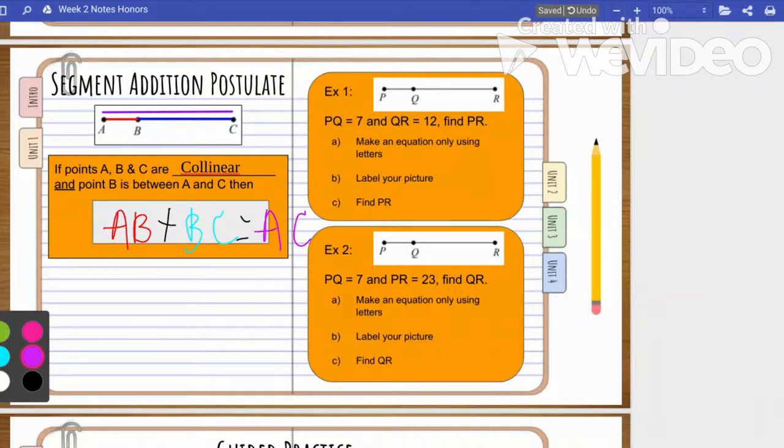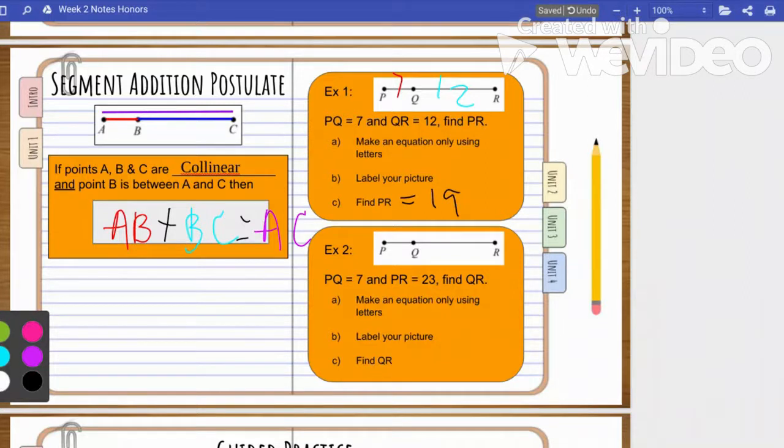So if I come over here to my picture, it says PQ equals 7. I'm going to label it. I always label. It says QR equals 12. Well, if I want to figure out what the whole distance is, I just do 7 plus 12. 7 plus 12 is 19. So PR equals 19.